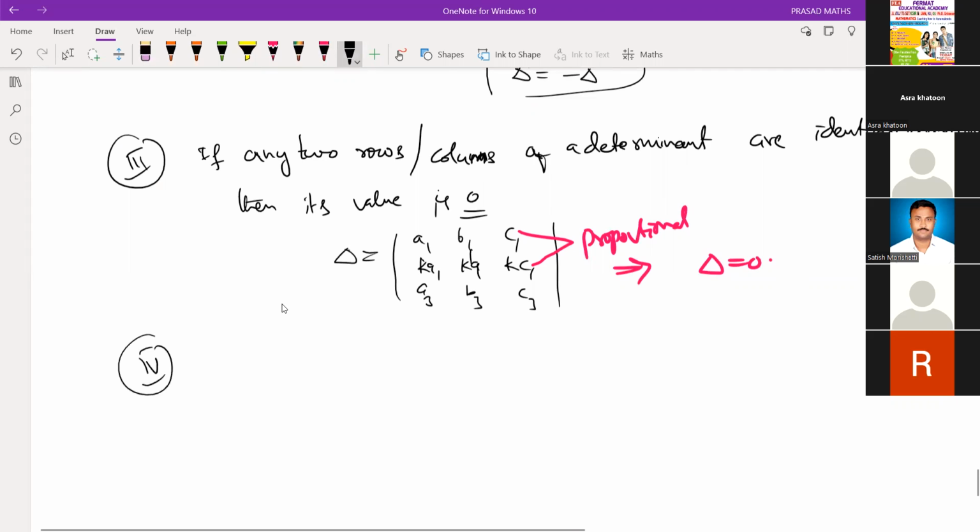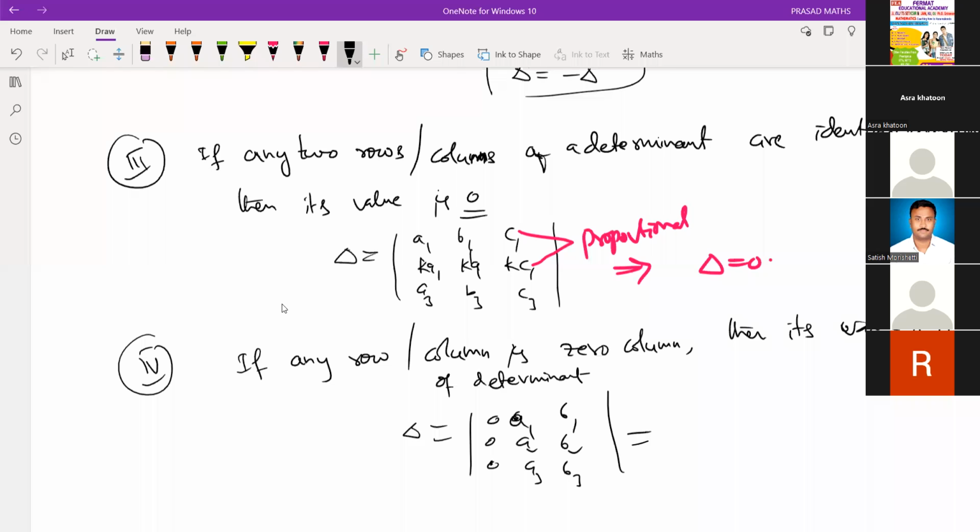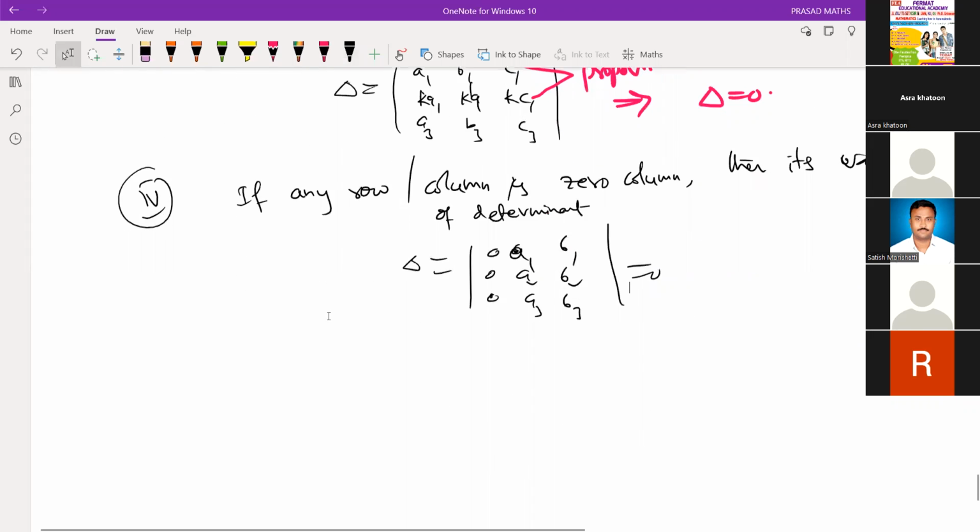And the fourth one: if any row or column of a determinant is a 0 row or 0 column, then its value is 0. Suppose this column is 0, with a1, b1, a2, b2, a3, b3. What is the value? 0. Suppose there is at least one column or row in the determinant which is a 0 column or 0 row, its value is 0.